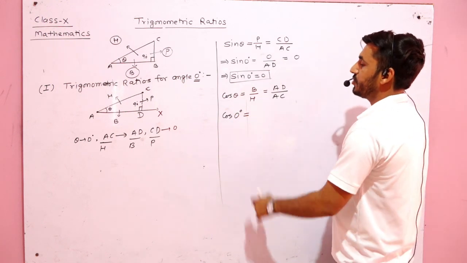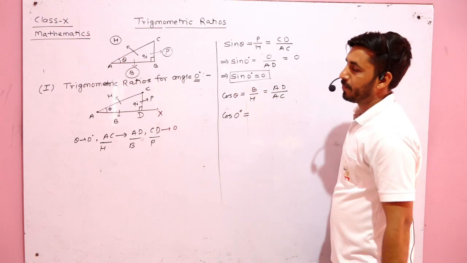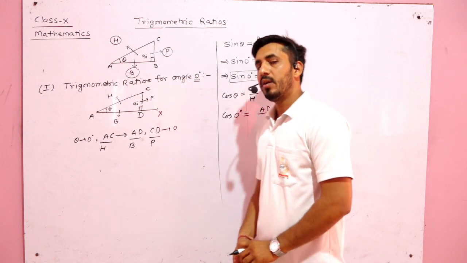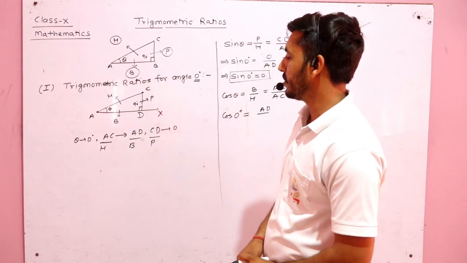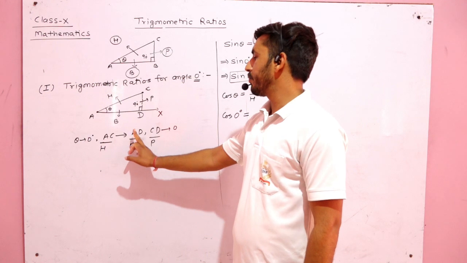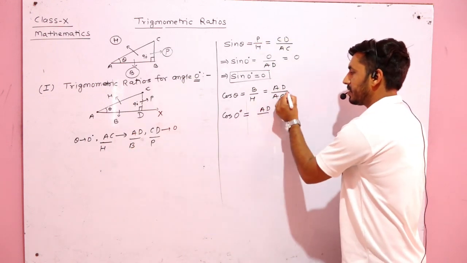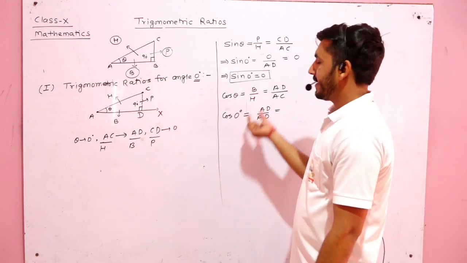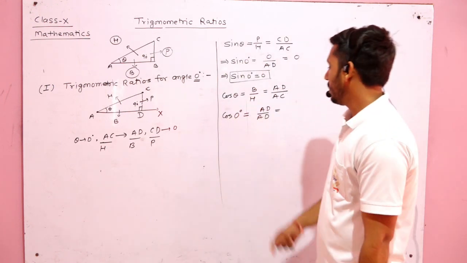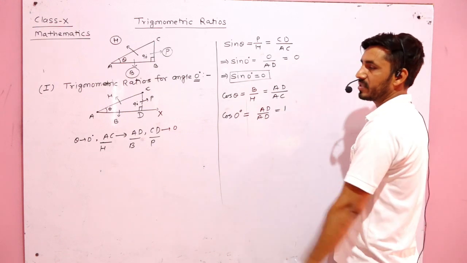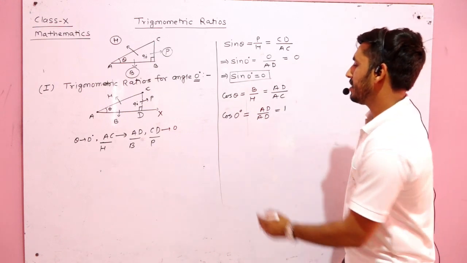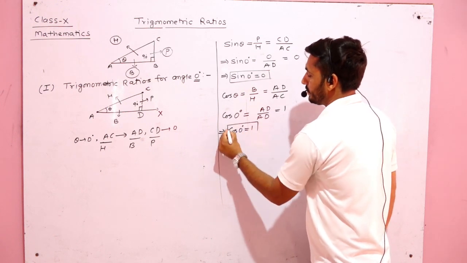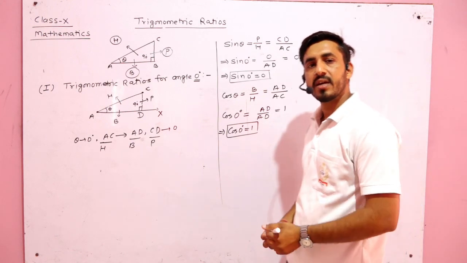And for cos 0, what is the value of base? Base is equal to AD. Right? In the condition when theta is moving towards 0, then AC is also moving towards AD. Then in this condition AC will also be AD, and we know AD is equal to AD. Then both are cancelled. The obtained result is 1. Then we can say that here cos 0 degree is equal to 1. This is the second condition.